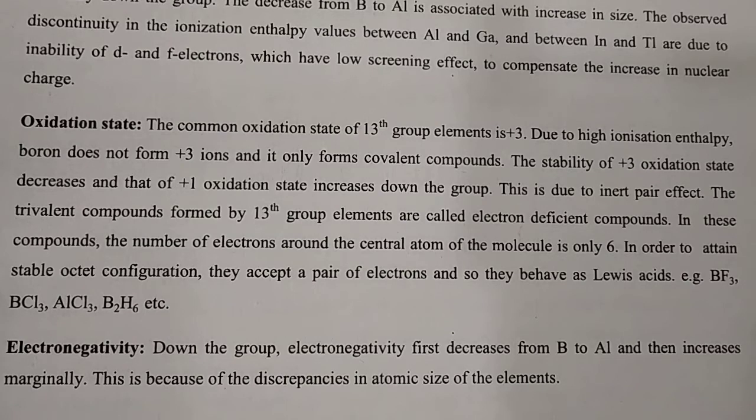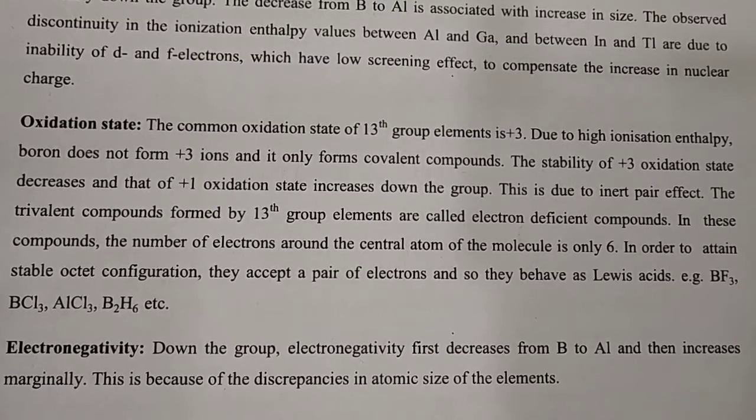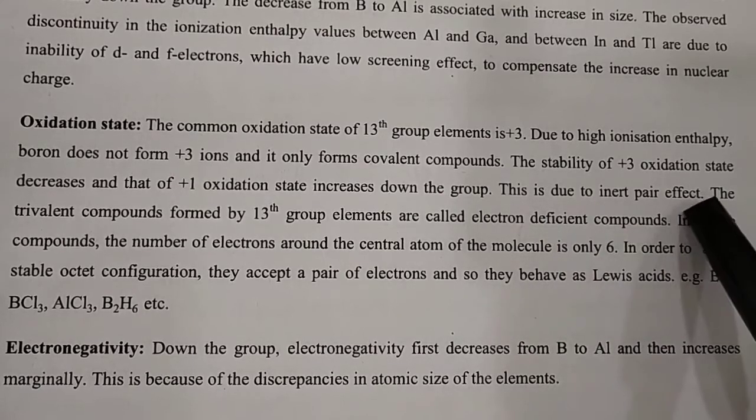The common oxidation state of group 13 elements is +3. Due to the high ionization enthalpy, boron does not form +3 ions and it only forms covalent compounds. The stability of +3 oxidation state decreases and that of +1 oxidation state increases down the group. Just now we discussed, that is called inert pair effect. Next line में वही discuss किया है. This is due to the inert pair effect.